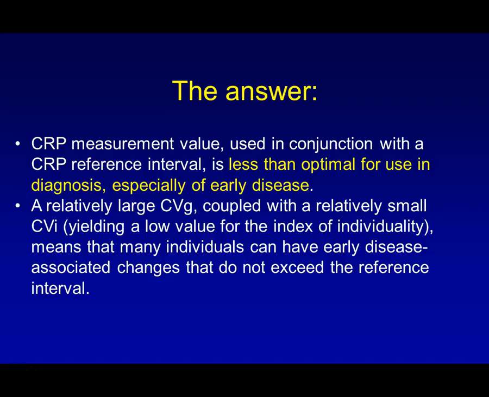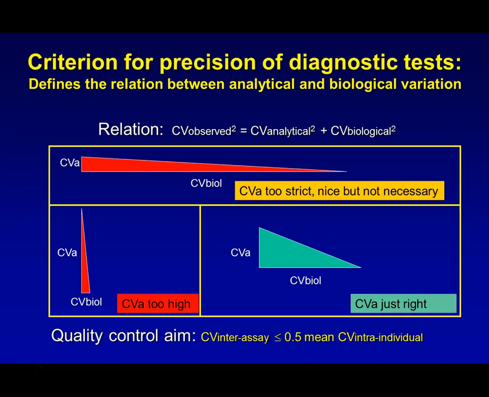The authors concluded that in their studies, CRP measurement used in conjunction with a CRP reference interval is less than optimal for use in diagnosis, especially in early disease. So it means that many individuals can have early disease-associated changes that do not exceed the reference interval. So CRP is more useful in monitoring as compared to diagnosis.